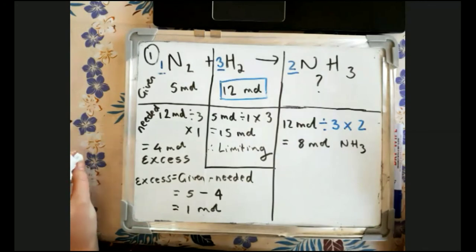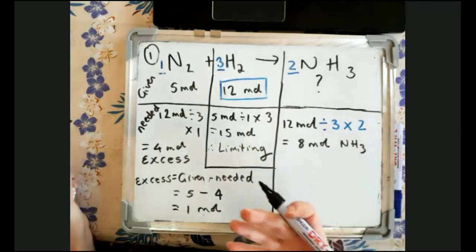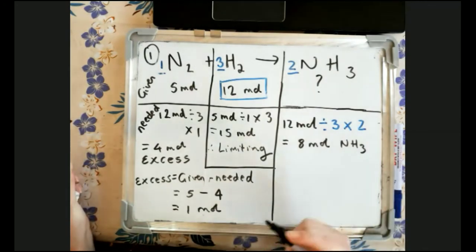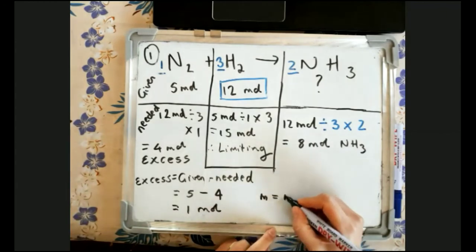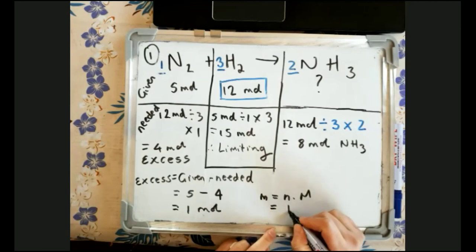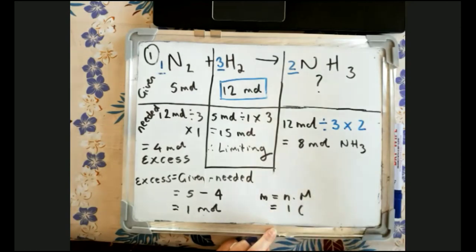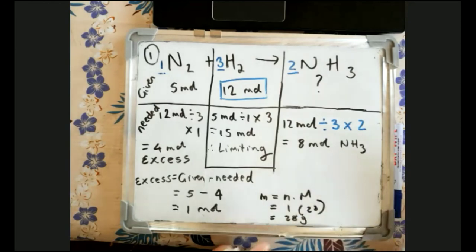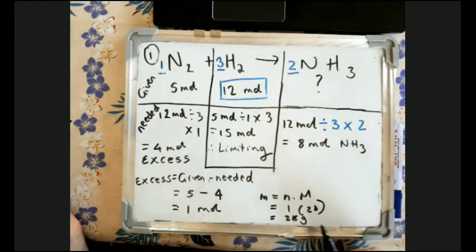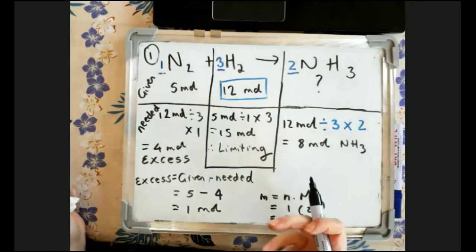Okay, then they could obviously ask you to work out the mass that's in excess. And again, that's very easy. You would just go to the mole triangle: mass is moles times molar mass. So 1 mole times the molar mass of diatomic nitrogen, which is 28. So you'd say, at the end of the day, you'll be wasting 28 grams of nitrogen. 28 grams of nitrogen will be left over in the container when this reaction is finished.